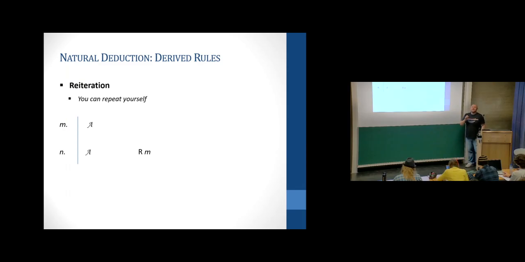So, reiteration. How do you derive this? Good. So we take A, and we do conjunction introduction citing A twice. Then we do conjunction elimination to get A. It is busy work, but it's there. And that's how we can do reiteration. It's basically one line instead of three.